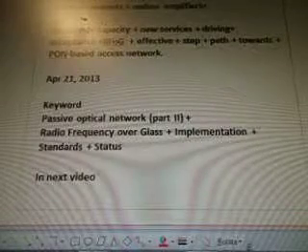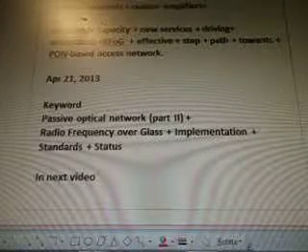The keyword passive optical network part 2 and radio frequency over glass plus implementation plus standards plus status will be in our next video.